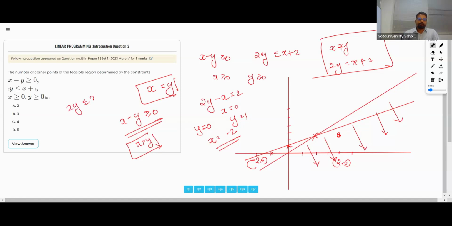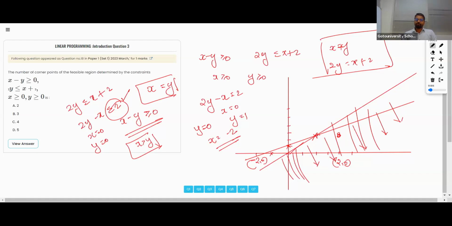2y less than or equal to x plus 2, right? I just want to know whether the origin is a part of this or not. So 2y minus x less than or equal to 2. So x is equal to 0, y is equal to 0. It is less than or equal to 2. Yes. That means the origin is a part of this region. That means our feasible region is here. So this is our open feasible region and it's an open bounded region. So it's going to have two corner points only. So the answer should be option A.